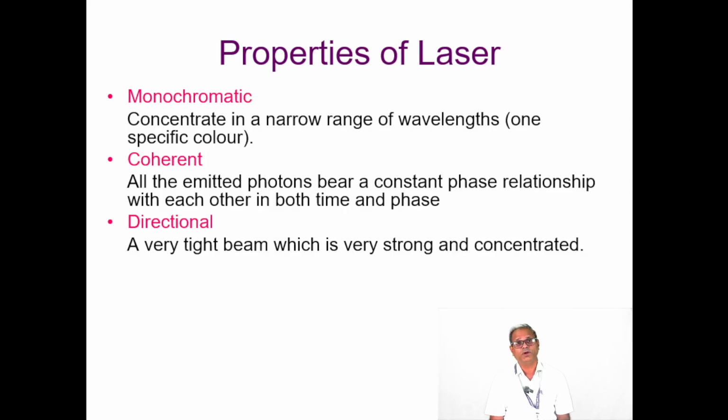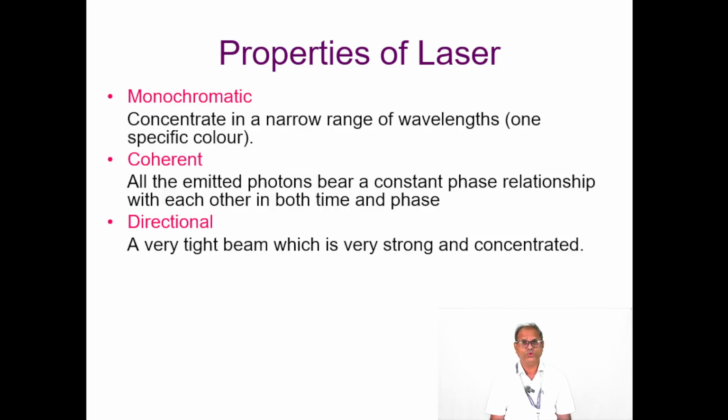And the third property is that laser light is directional in nature, that is, a very tight beam of laser having very strong concentration at a particular point. So, directionality is very high as compared to ordinary light. Ordinary light is not monochromatic, not coherent and not directional in nature, but laser light possesses these properties. That is why laser light differs from ordinary light.